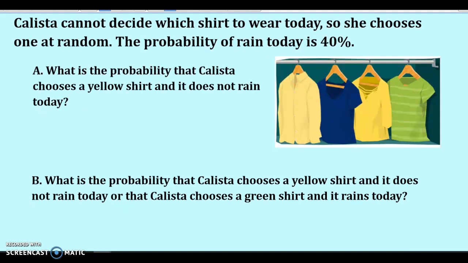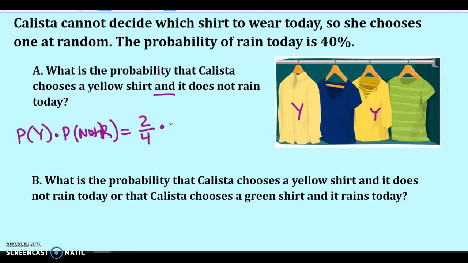So Callista cannot decide which shirt to wear today, so she chooses one at random. The probability of rain today is 40%. What is the probability that Callista chooses a yellow shirt and it does not rain today? So we're looking at the probability of yellow. Because it is an AND case, we are multiplying that by the probability of it not raining. Well, there are a total of 2 yellow shirts, and there are 4 total shirts.